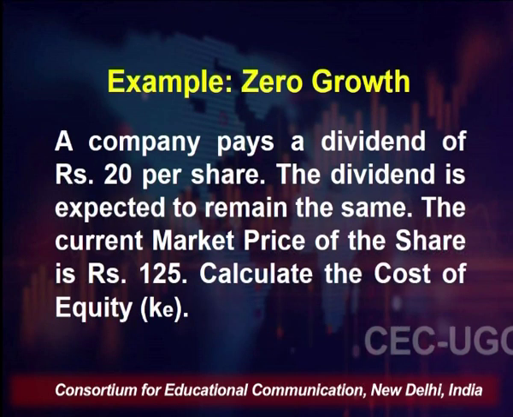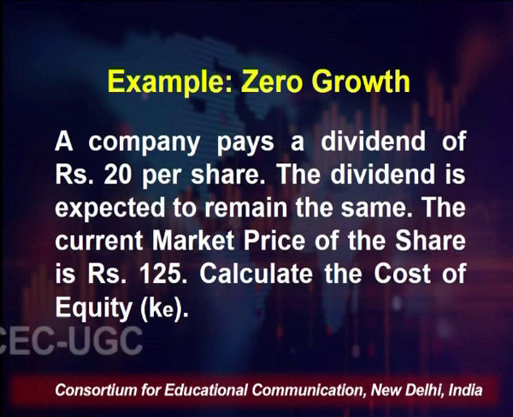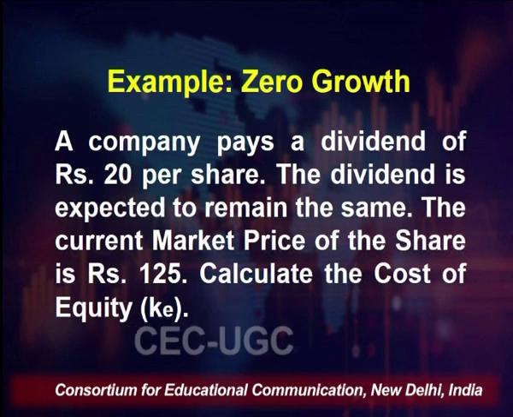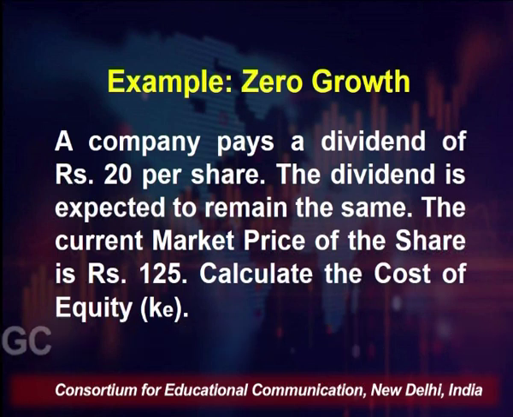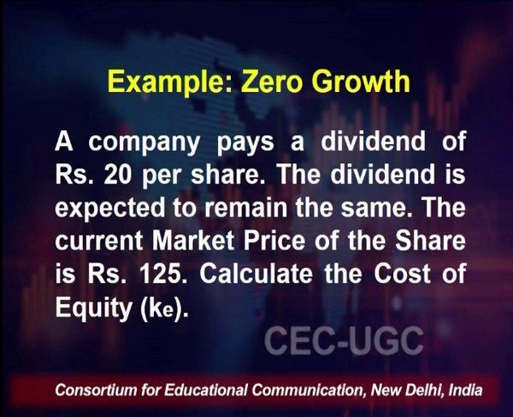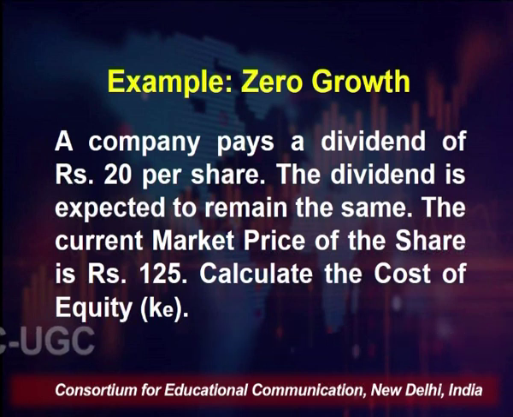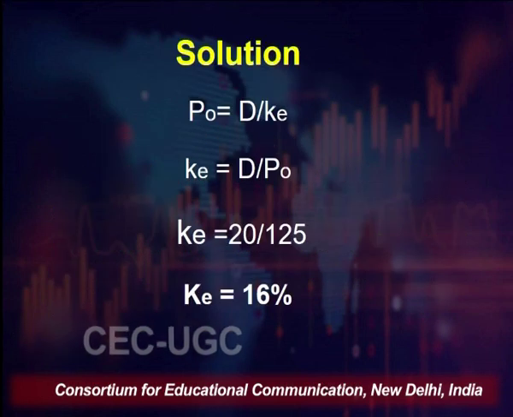Now, let us try and understand these with the help of examples. We have the case of zero growth here in our first example. A company pays a dividend of rupees 20 per share. The dividend is expected to remain same, that means there is no growth. The current market price of the share is rupees 125. We need to calculate cost of equity in this case.